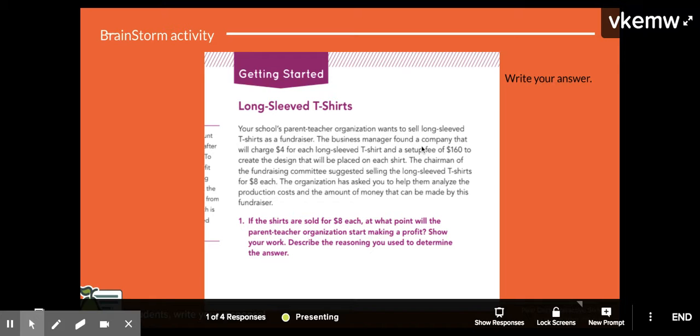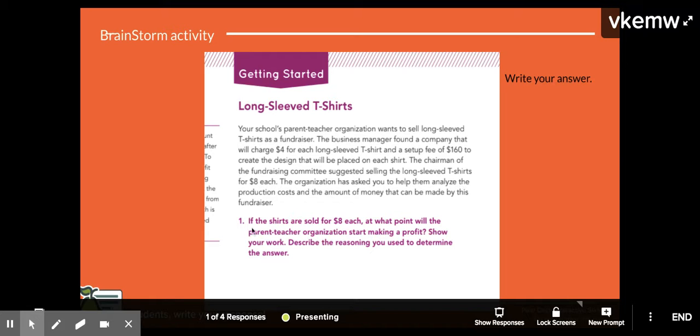The business manager found a company that will charge $4 for each long sleeve t-shirt and a setup fee of $160 to create the design that will be placed on each shirt. The chairman of the fundraising committee suggests selling the long sleeve t-shirts for $8 each. The organization has asked you to help them analyze the production costs and the amount of money that can be made by this fundraiser.